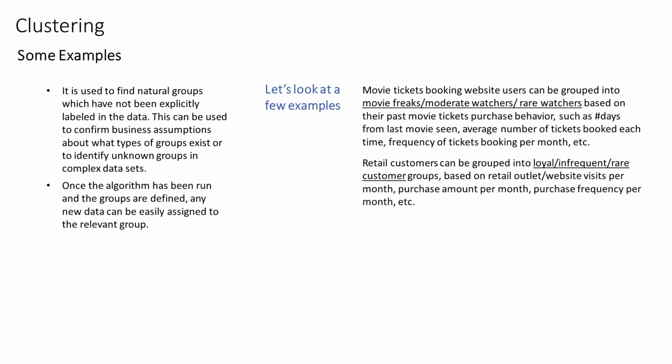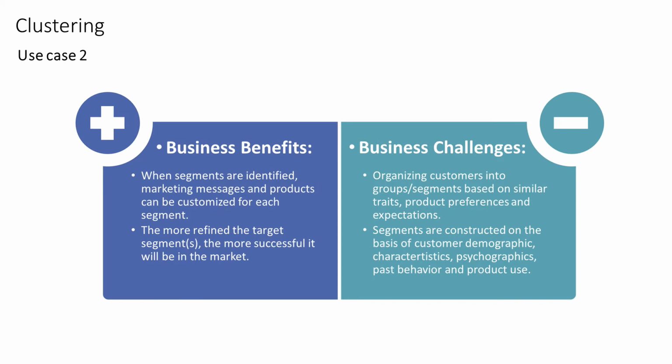Hierarchical clustering is a process by which objects are classified into a number of groups so that they are as much dissimilar as possible from one group to another and as similar as possible within each group. This technique might be used to analyze movie ticket booking for website users. Data can be grouped into movie freaks, moderate watchers, rare watchers, based on their past movie ticket purchasing behavior, such as the number of days from the last movie seen, the average number of tickets booked each time, the frequency of ticket bookings per month, and other factors.